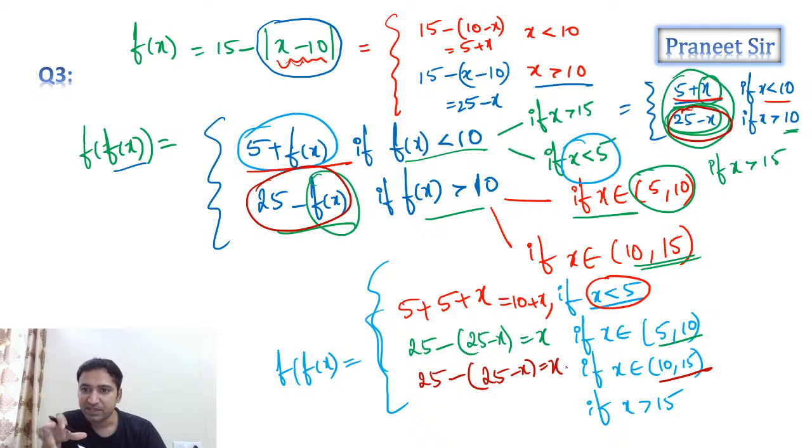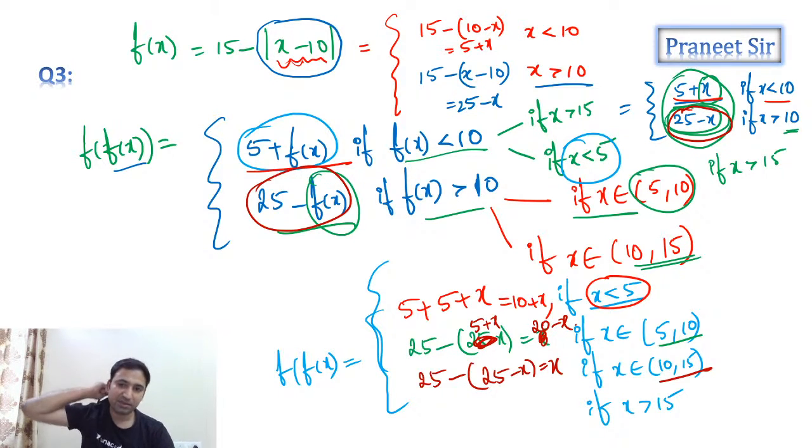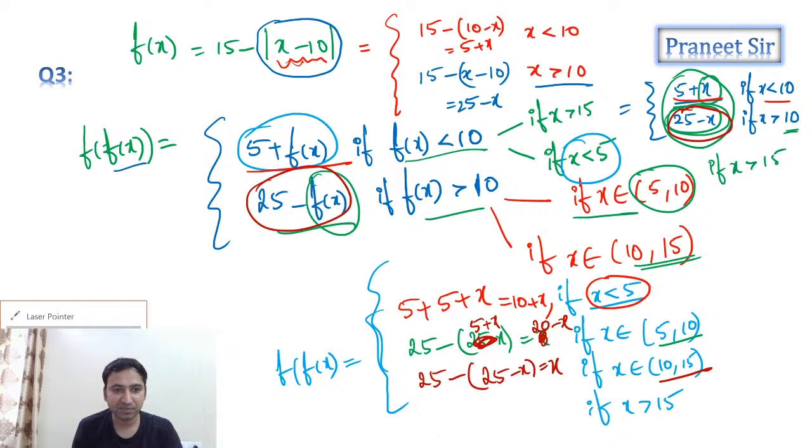Okay, let's check it again. For 5 to 10, here we are making a mistake. Here it is 5 plus x, guys. 5 plus 5 plus x, so this is 20 minus x. Clear now?